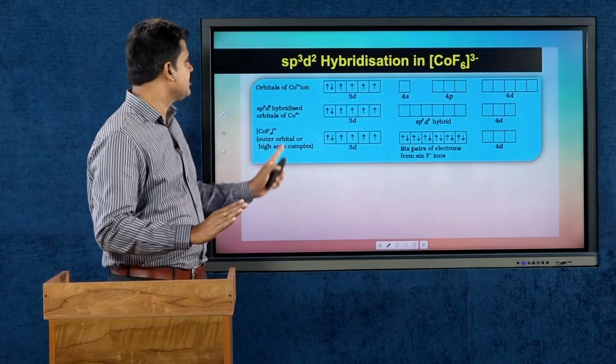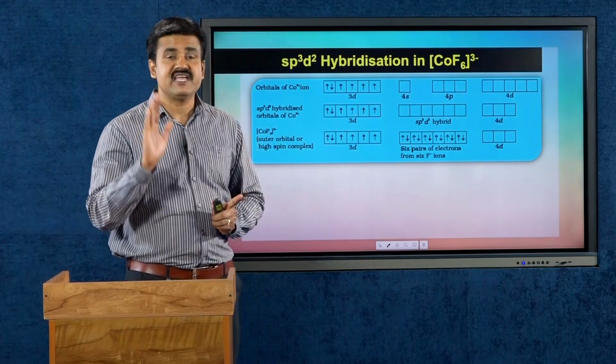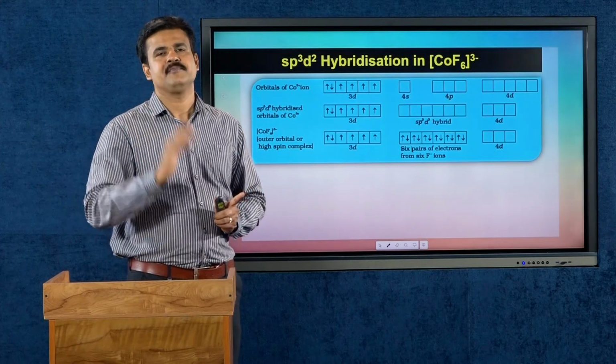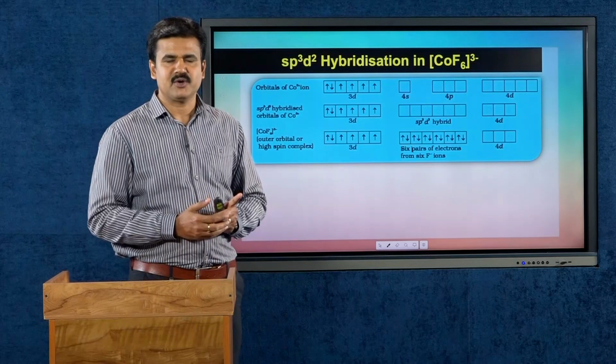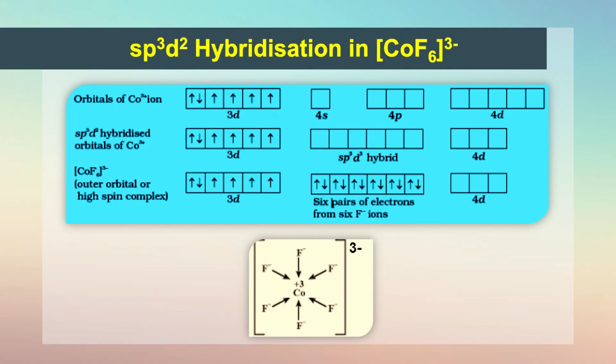So, in CoF6 3-, there are 6 sp3d2 vacant hybrid orbitals. To these, electrons are donated by the 6 fluoride ion ligands, yielding the formation of CoF6 3-. This is the structure of the molecule. The structure is octahedral with a bond angle of 90 degrees.